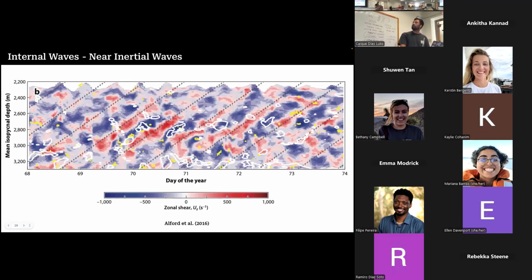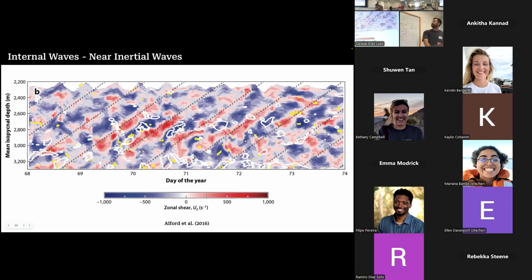And this is an example of how we see near inertial waves in a plot. This is also a time series. X-axis is day of the year. Y-axis is mean isopycnal depth. And here the near inertial waves are the alternating bands of red and blue. We're plotting zonal shear here. And we can clearly see that the phase propagates up with time. So this is an example of an internal wave packet that's going down. We know that the phase is going up, so the energy is going down.